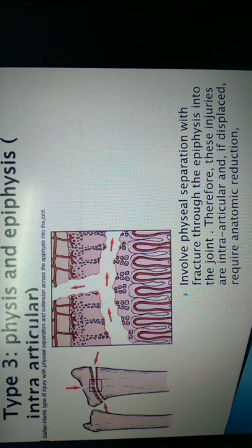Physis and epiphysis intra-articular involvement: physeal separation with fracture through the epiphysis into the joint. Therefore, these injuries are intra-articular, and if displaced, they require anatomic reduction. For this reason, type 1 and type 2 can be treated conservatively, while type 3 and type 4 will be treated surgically.